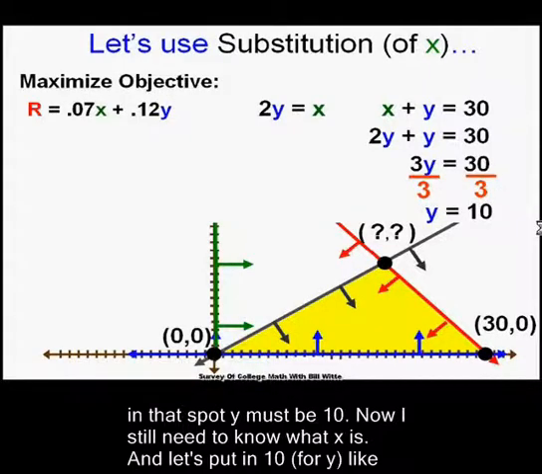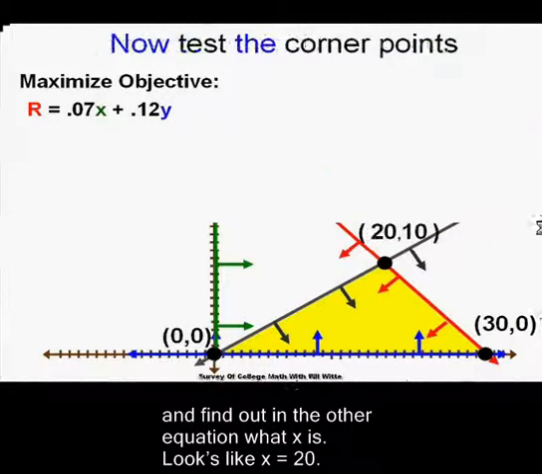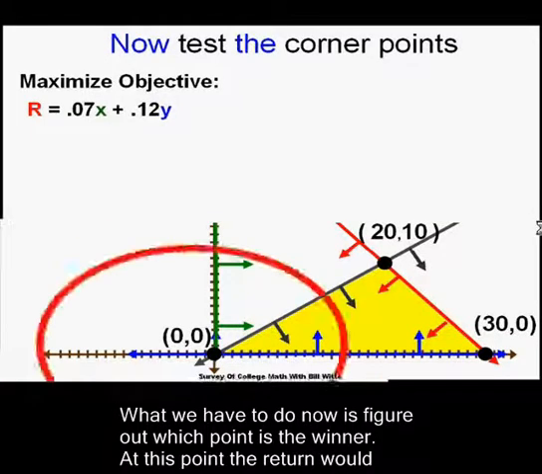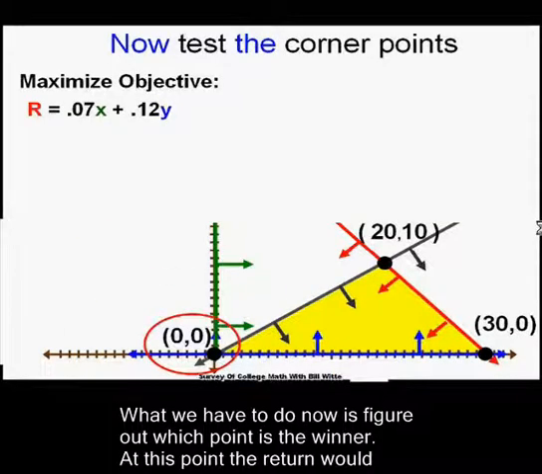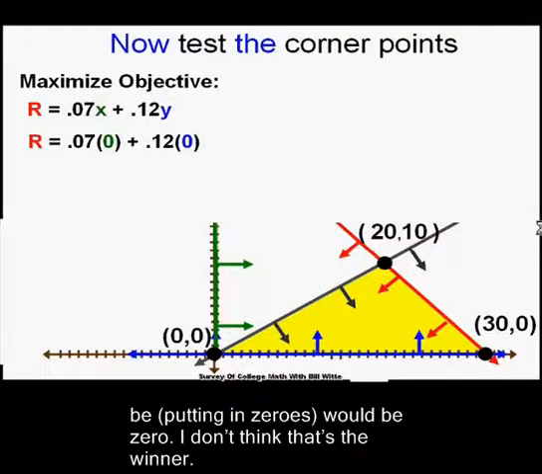Now I still need to know x. Well, let's put 10 in for y like we know and find out in the other equation what x is. X is 20. Okay, all we have to do is figure out which point is the winner. At this point, the return would be putting in a 0. Wouldn't be very much, would it? It's going to be 0.